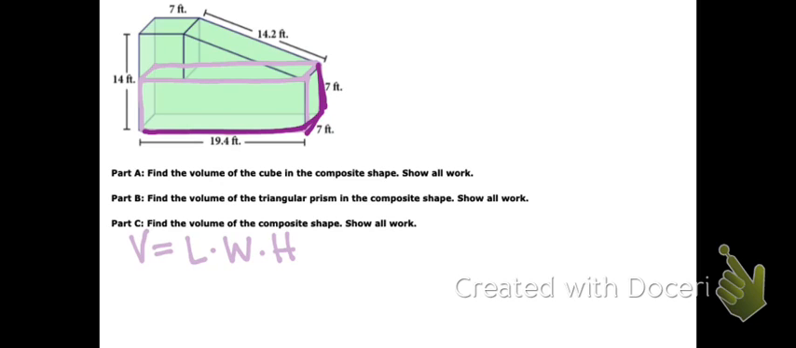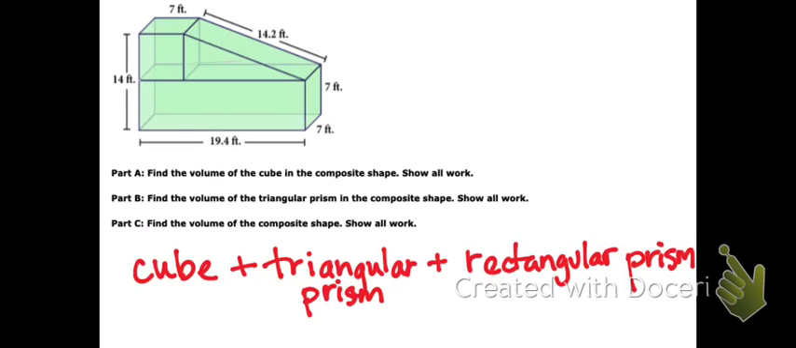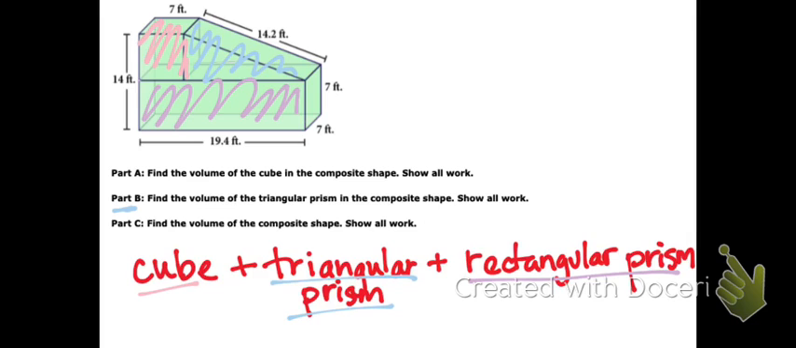Once you know that, then you add the volume from part A of your cube, then the volume from part B of your triangular prism, and then the volume of your rectangular prism down here on the bottom, and that will give you the total volume of the entire composite shape.